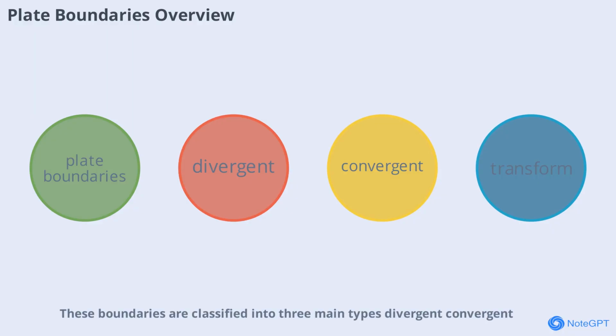These boundaries are classified into 3 main types: divergent, convergent, and transform. Each type of boundary is associated with specific geological processes and landforms. Understanding these boundaries helps explain why certain regions are prone to earthquakes, volcanoes, or mountain building.